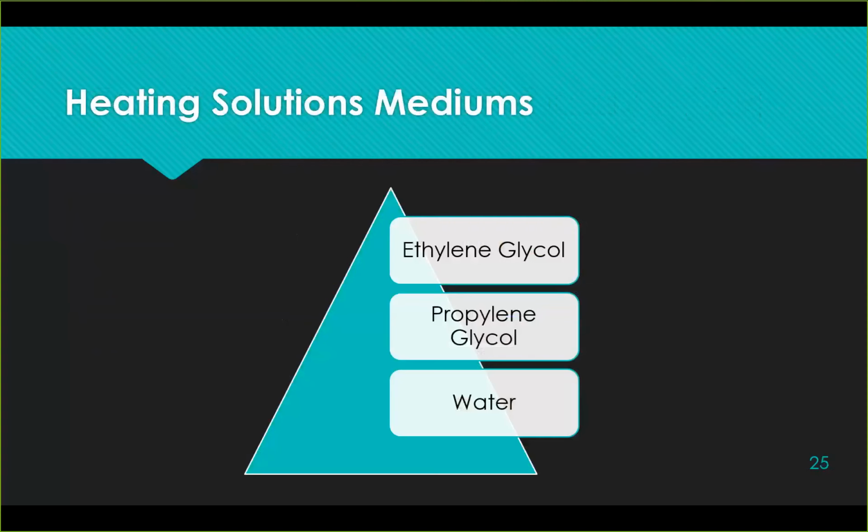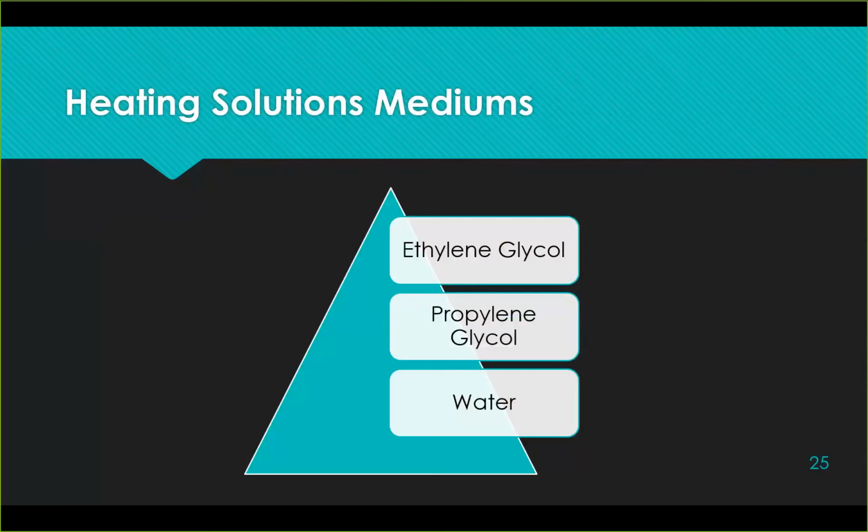So what else do you need to know? We're talking about some heating solution mediums. Ethylene glycol is what we see in a lot of our generators. This is not safe for human consumption, animals, kids. So it's not something that ADEC is going to let us run through our communities.